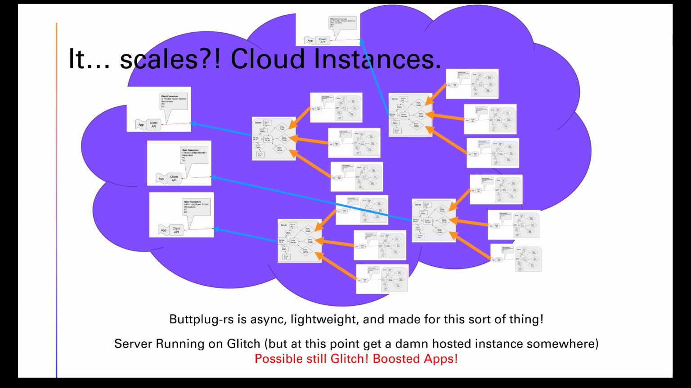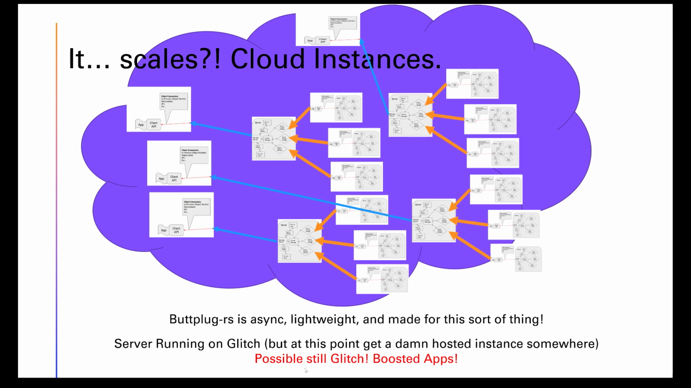But when you're running Buttplug in Rust on a server, there's no hardware. Everything is a virtual device. So at that point, it's just going to be tons and tons of network connections, and you can scale those connections easily. And you will probably at that point want to run it on something different than Glitch. I would probably run it on a droplet or something like that.